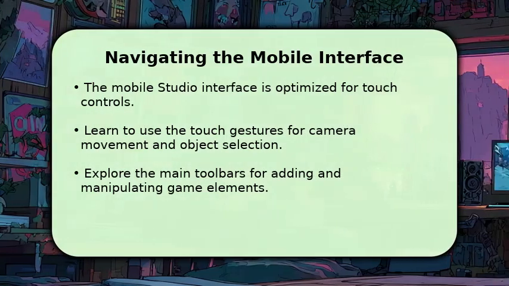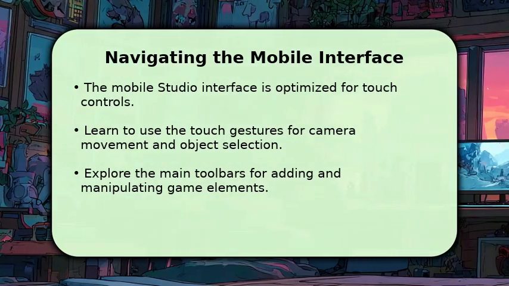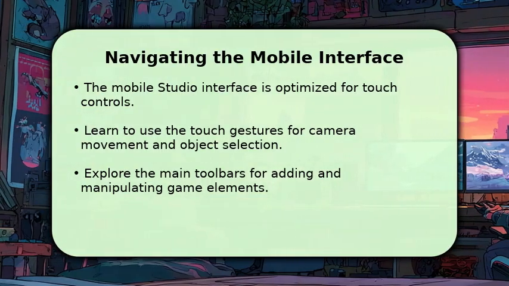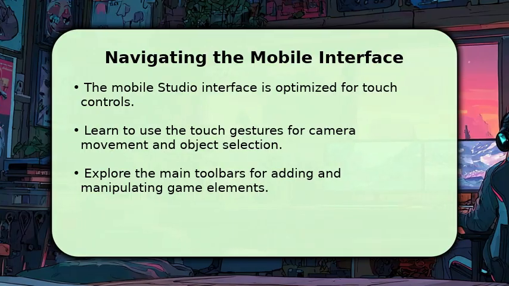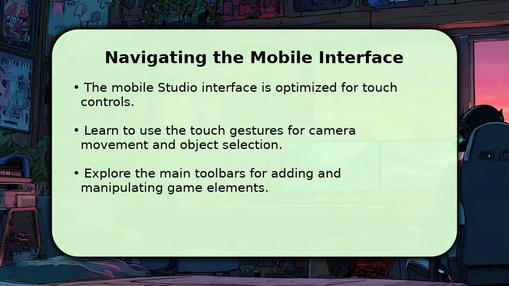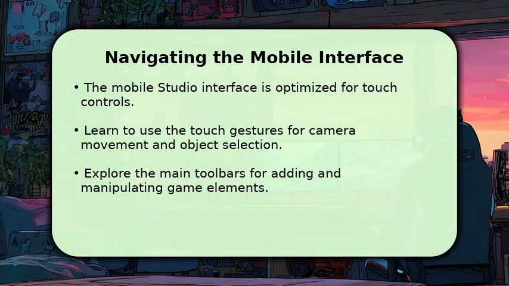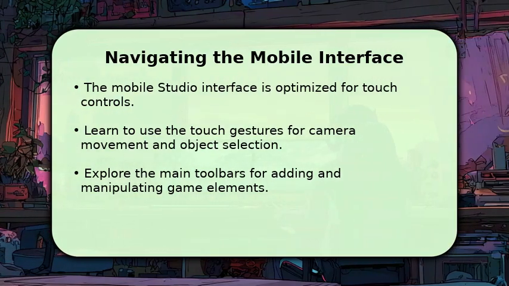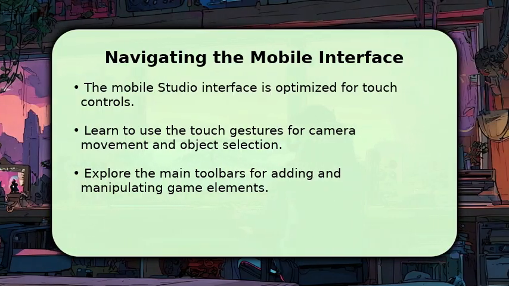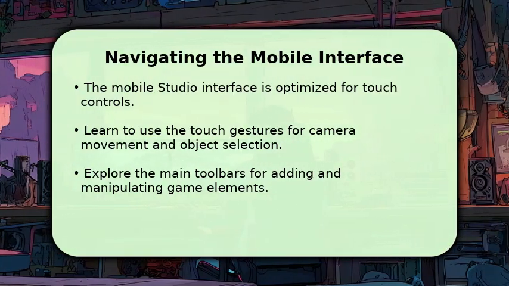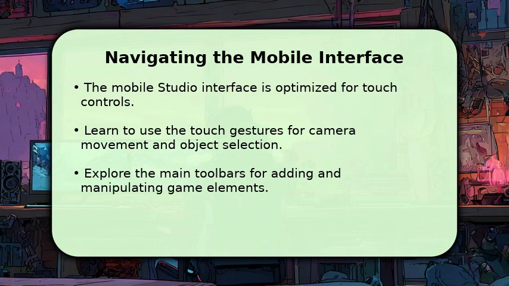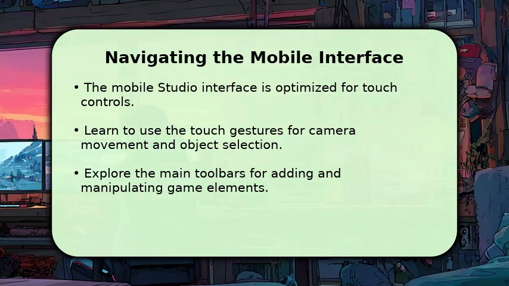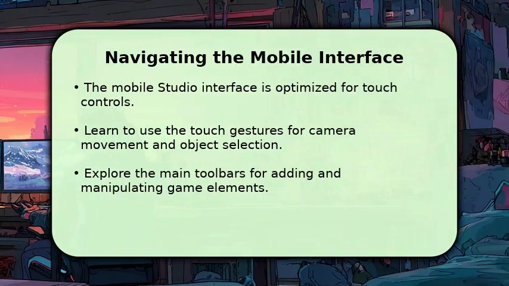Once inside Roblox Studio on your mobile device, you will notice a streamlined interface designed specifically for touch. Use 2 fingers to pan around your workspace and pinch to zoom in or out, giving you full control over your camera. Tapping on an object selects it, allowing you to access its properties and transformation tools. Familiarizing yourself with these gestures is vital, as they are your primary means of interaction within the mobile editor. Take a few minutes to practice these movements until they feel completely natural.